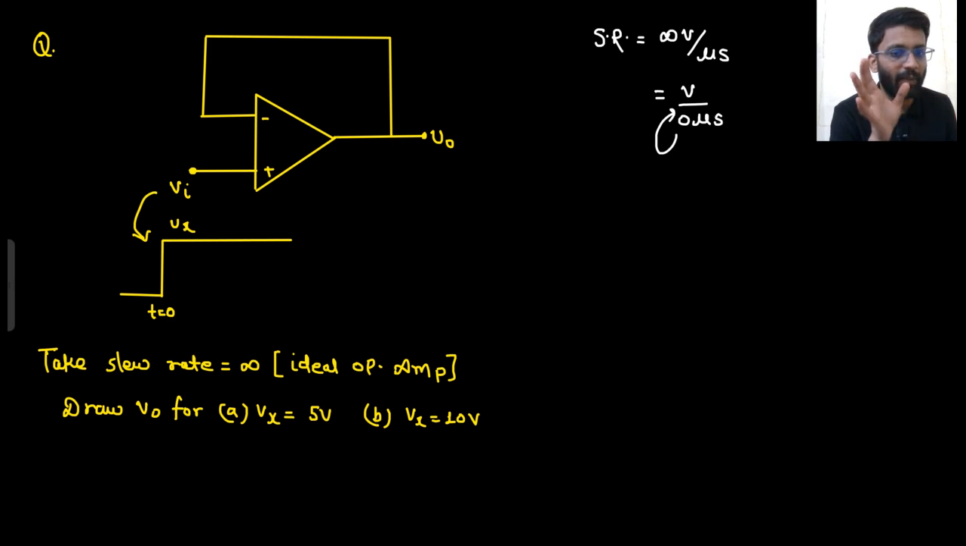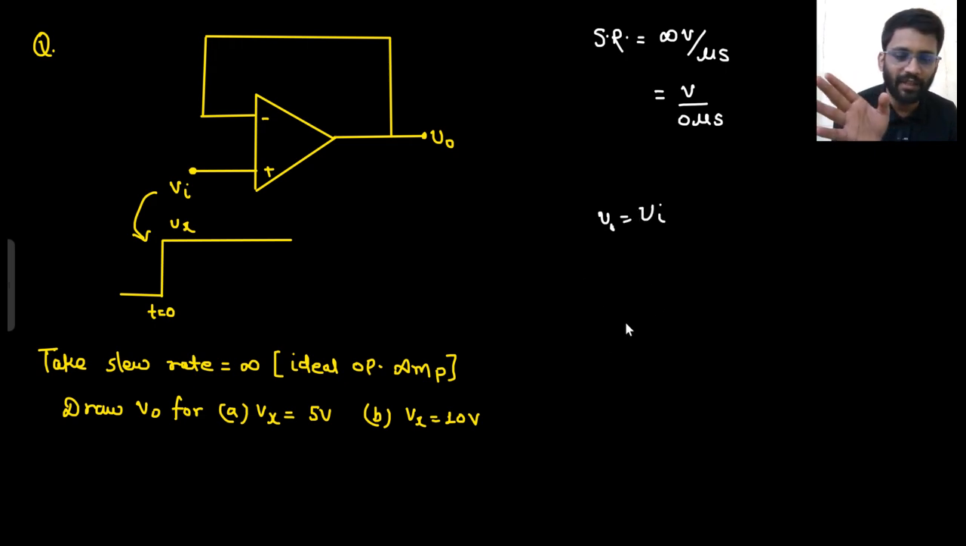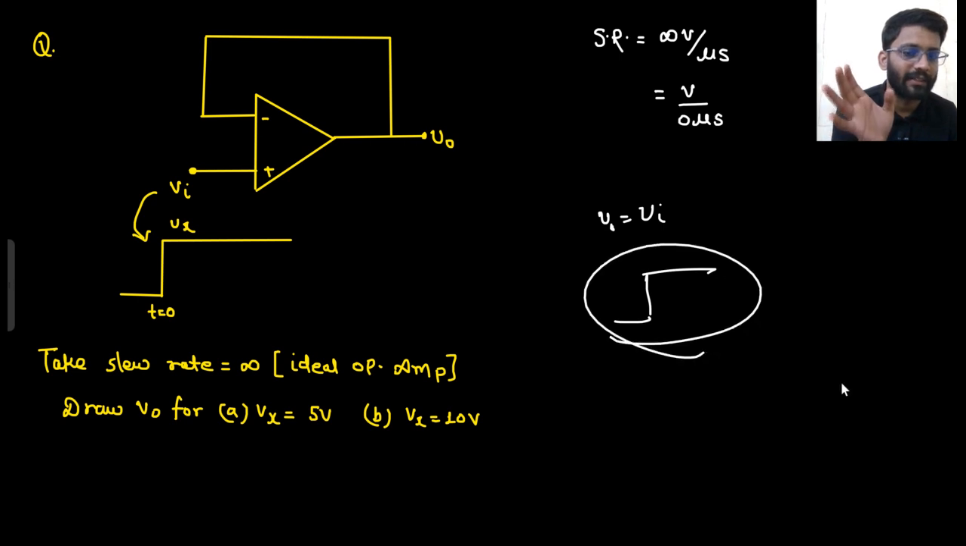Because when we were studying the ideal OpAmp, I did not teach you any concept of slew rate. That means what will be your output here? V0 is equal to simply V in. So whatever input you are getting, the same output you will get. That's it. So this will be the answer only.